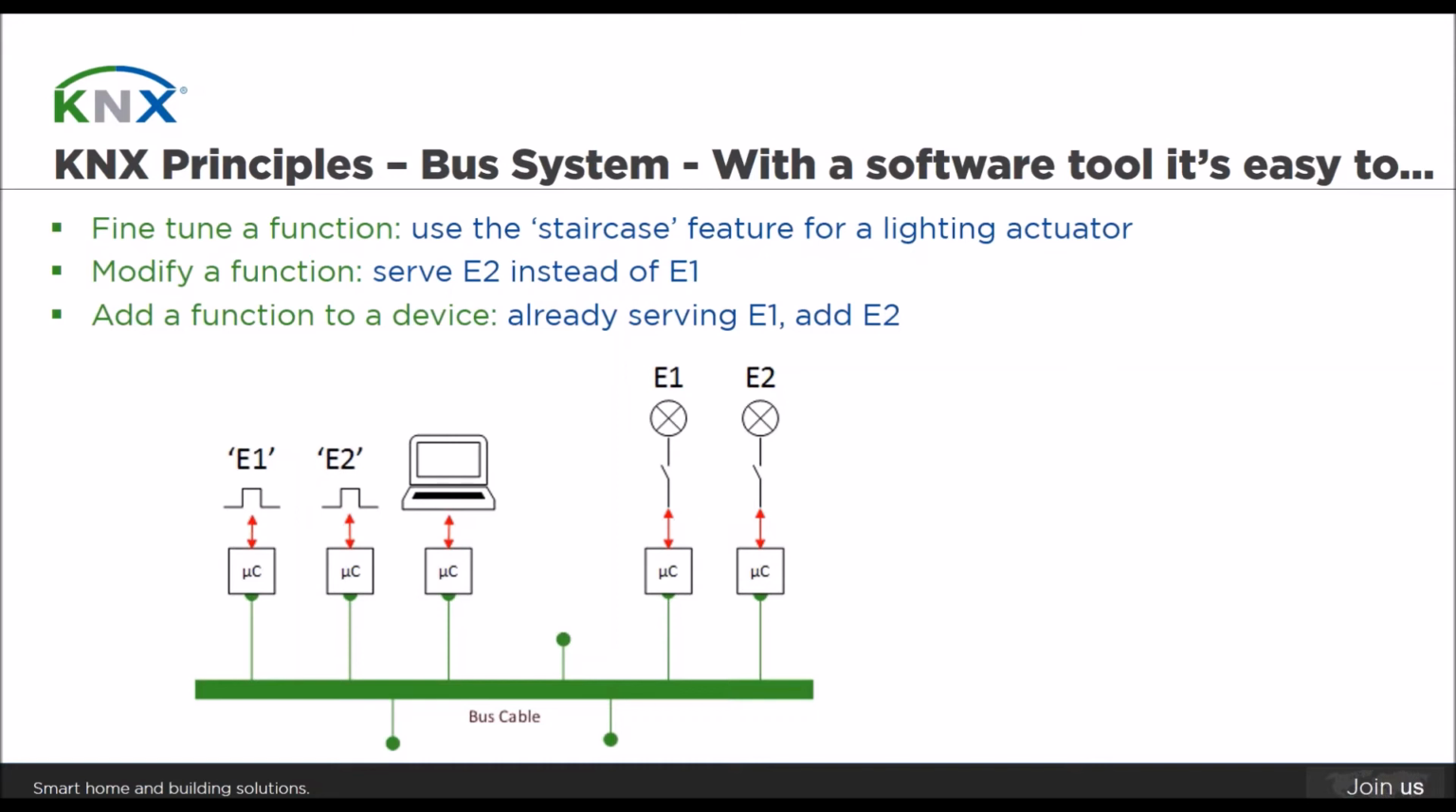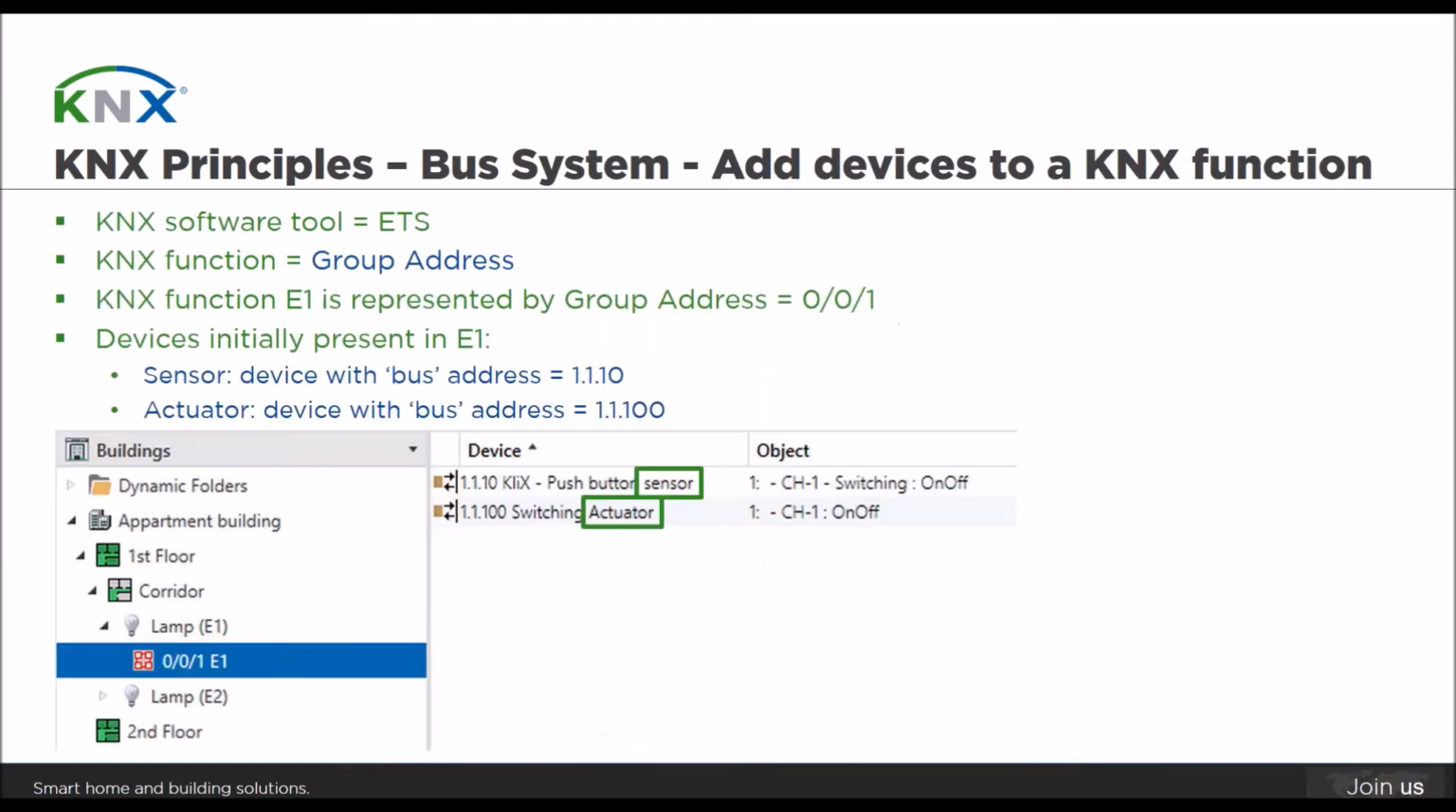Adding a function to a device, the same principle applies. If we have devices with multiple channels, which is very common nowadays, such as a 4-fold dimming actuator, and 2 of them are already used, there is no problem to add 2 additional ones. Also, this just takes a few mouse clicks, and a bit later we have that extra functionality on board.